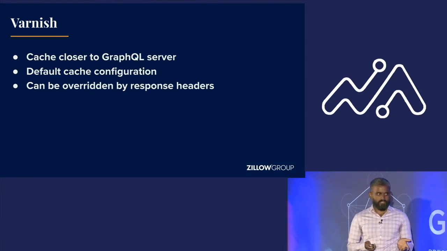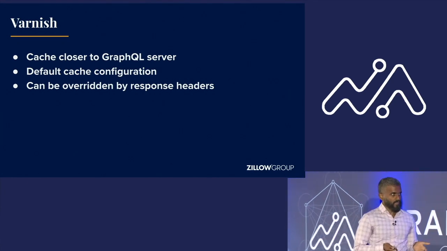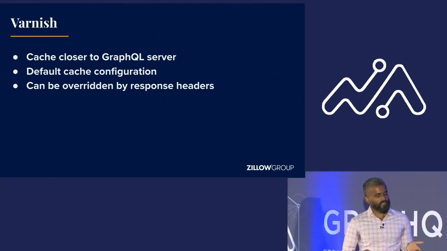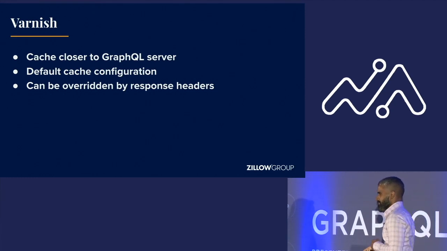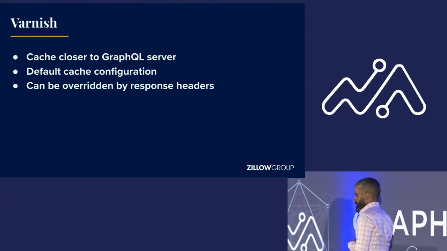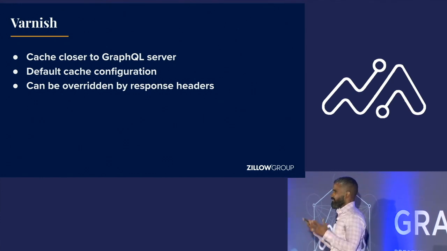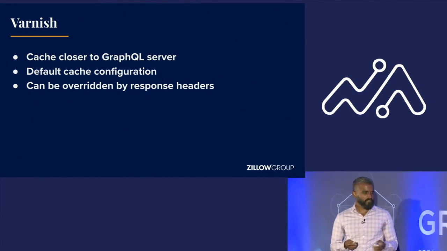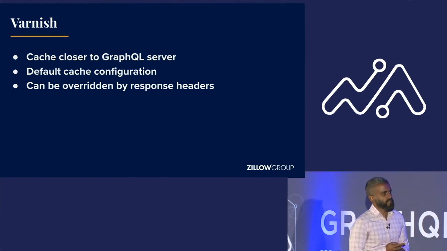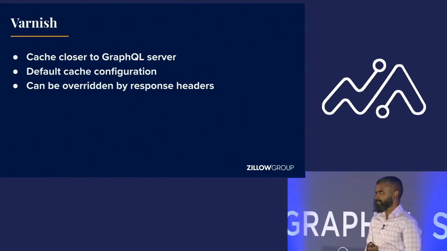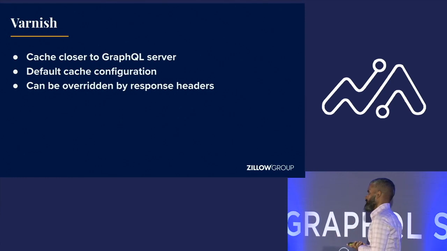And the reason we chose Varnish is because we wanted to bring the cache closer to the GraphQL server. ADITI mentioned that we have our backend APIs all over the place. Some of them in our Kubernetes cluster, some of them in different AWS accounts, different networks, but in some cases they're third-party or even in a remote data center.